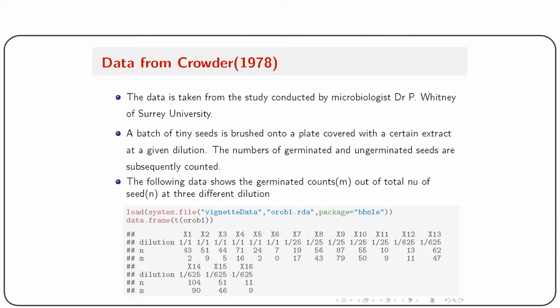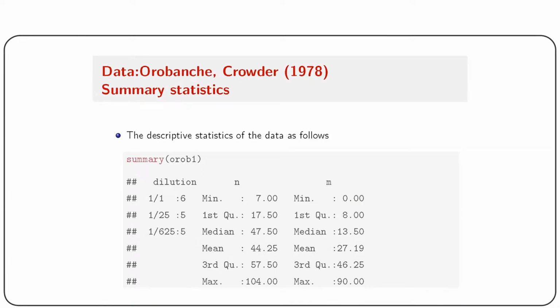Here I just loaded the data from the system file, the vignette data, orob1.rda, and the package is bbmle. From the package bbmle, this data is available in R itself once you load bbmle. The data frame of orob1 has the columns dilution, n and m, where m is the number of germinated counts out of n. This is the data that you can get from the bbmle package.